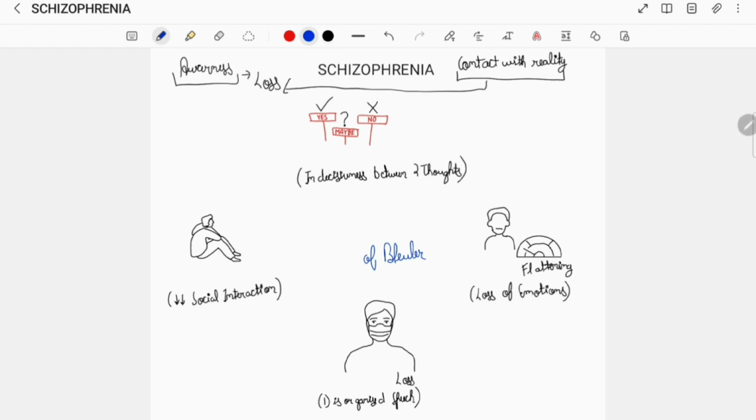Eugene Bleuler defined the fundamental symptoms of schizophrenia, which are also known as the 4 A's of Bleuler. It includes first, autism, wherein there is decreased social interaction. Second, ambivalence, which is defined as indecisiveness between two thoughts. Third, affective flattening, which can include loss of emotion. And fourth, association loss, wherein there can be disorganized thoughts.